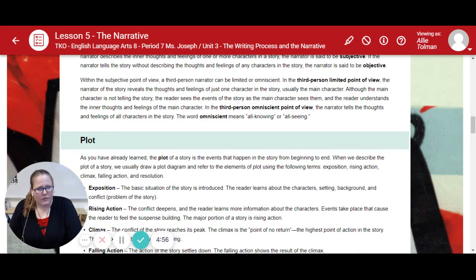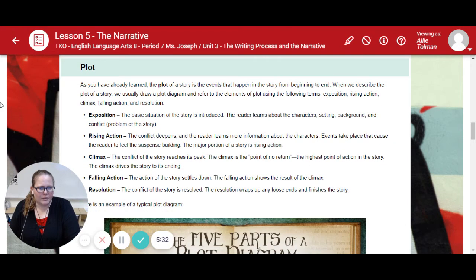Within the subjective point of view, a third-person narrator can be limited or omniscient. In the third-person limited point of view, the narrator of the story reveals the thoughts and feelings of just one character in the story, usually the main character. Although the main character is not telling the story, the reader sees the events of the story as the main character sees them, and the reader understands the inner thoughts and feelings of that main character. In the third-person omniscient point of view, the narrator tells the thoughts and feelings of all characters in the story. The word omniscient means all-knowing or all-seeing.